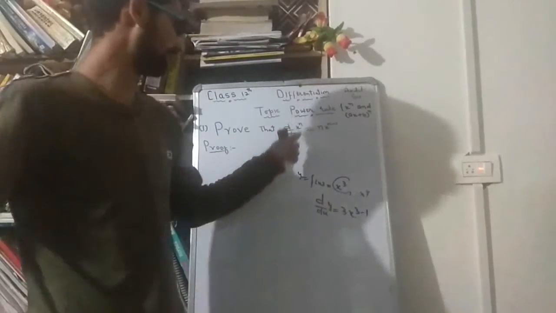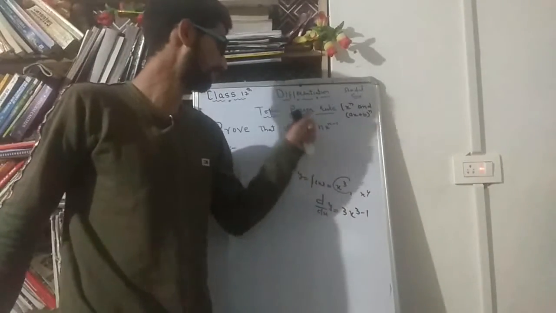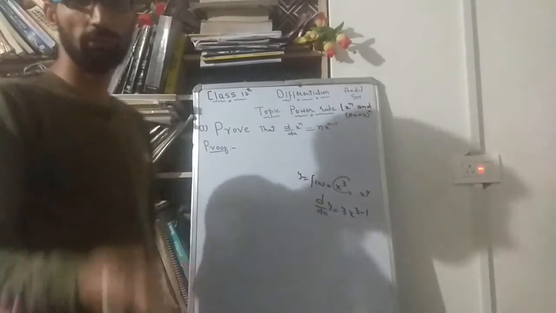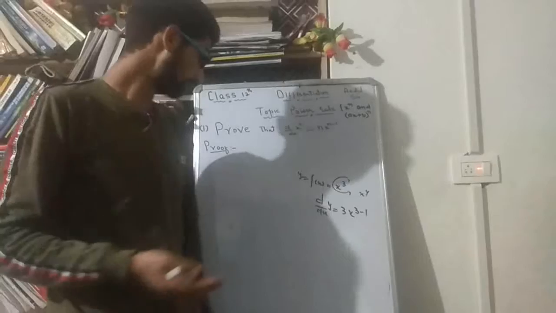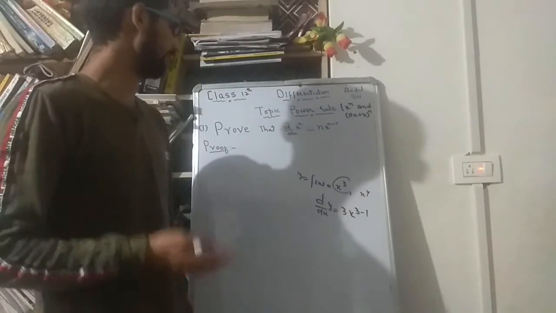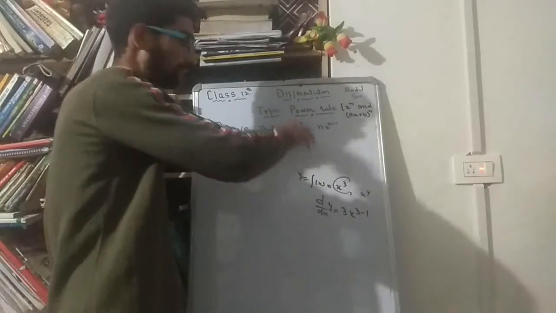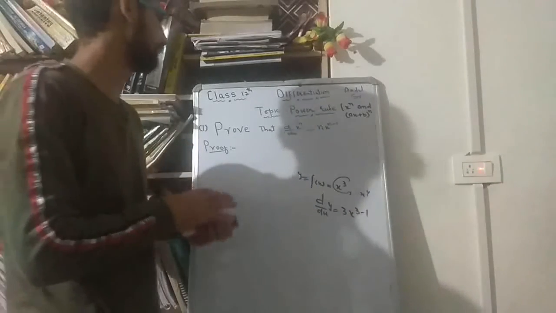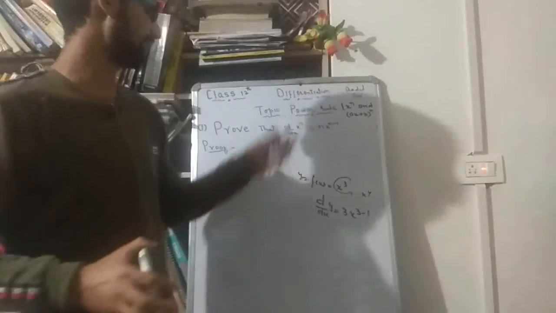Similarly, with the help of this power rule, we can find the derivative of x raised to power 4. We can even find the derivative of x power some rational number. So with the help of this formula, we are now able to find a lot of results. First we are going to prove this result, that the differentiation of x^n is n x^(n-1).